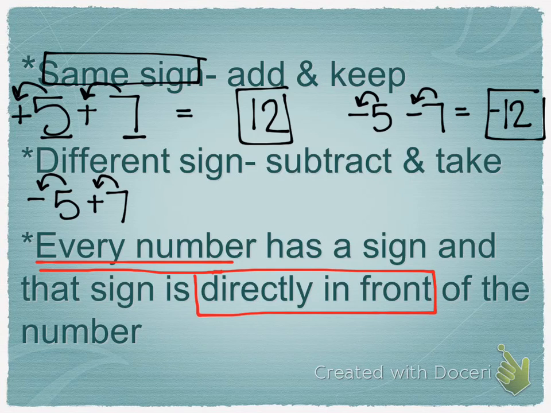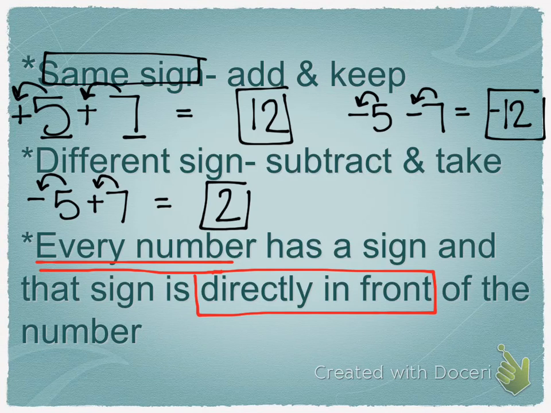So 5 minus 7 is 2. So what you always do, even though you always just do the biggest number minus the smallest number. Always order it that way. So 7 minus 5 is 2. Take the sign of the biggest number. Which number is bigger, 5 or 7? 7. And what is 7? Positive. So my answer is going to be positive 2.